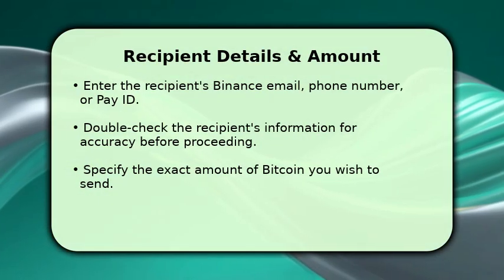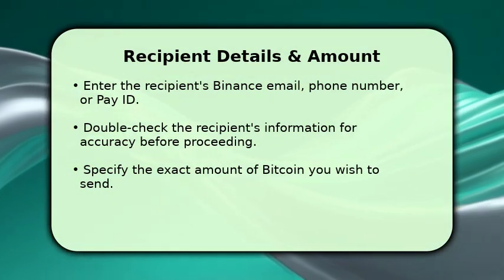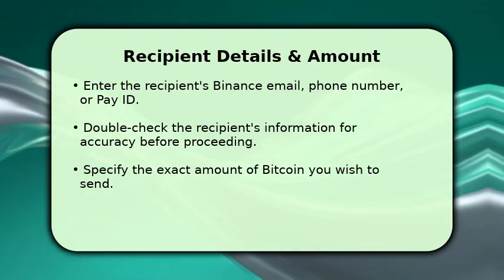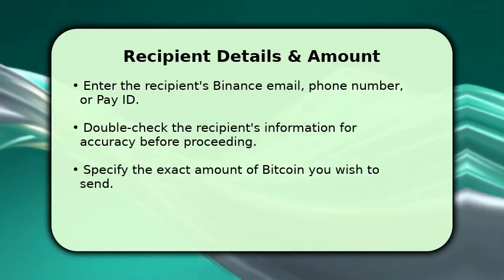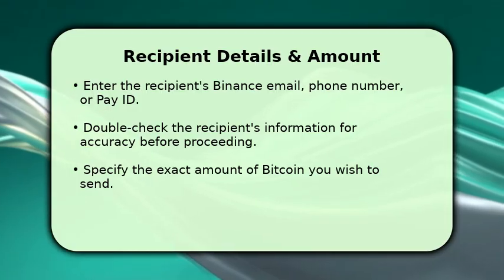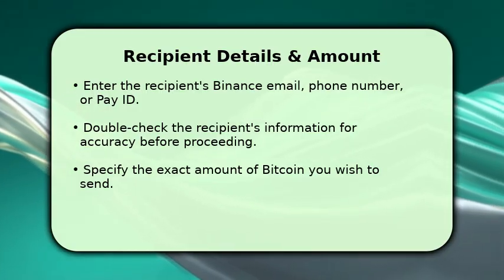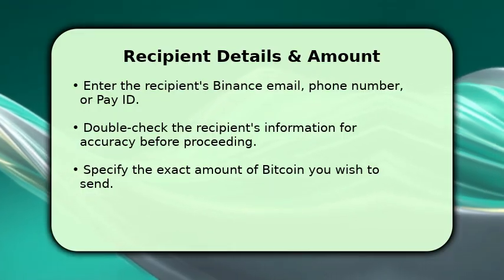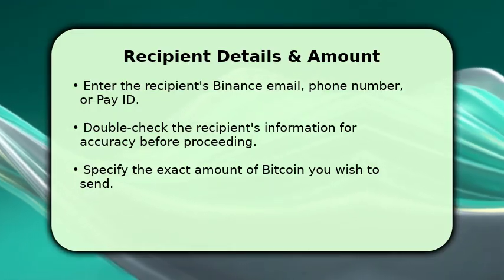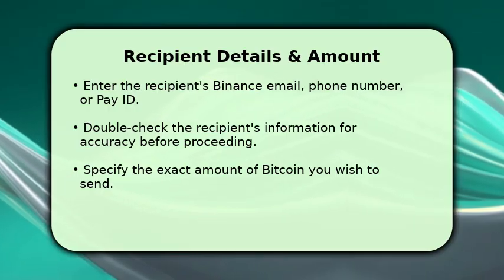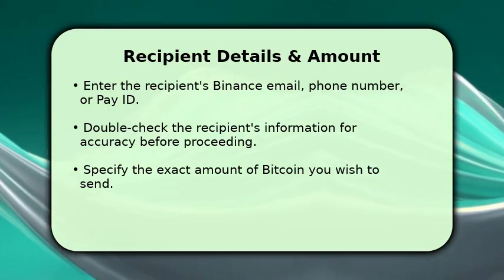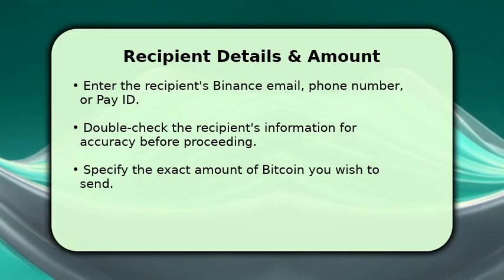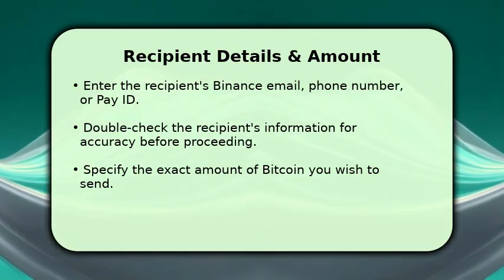Next, you will need to input the recipient's details. This can be their registered Binance email address, phone number, or their unique Binance Pay ID. It is absolutely critical to double-check this information for accuracy to prevent any misdirected funds. After confirming the recipient, specify the exact amount of Bitcoin you intend to send. Remember, precision is key in cryptocurrency transactions to ensure everything goes smoothly.